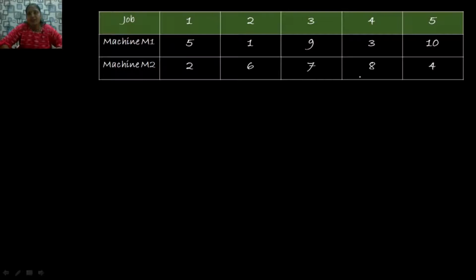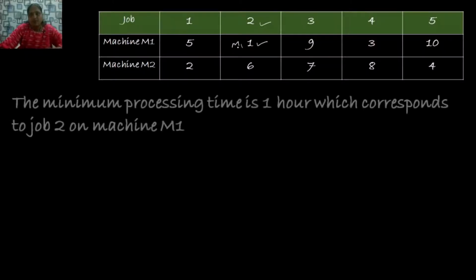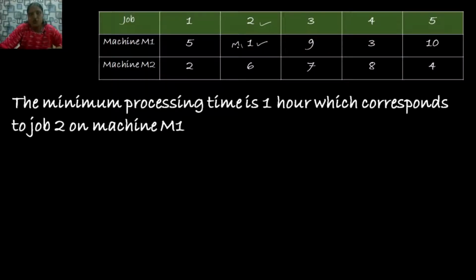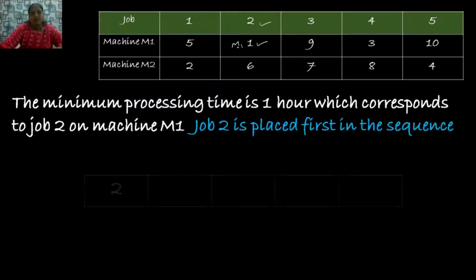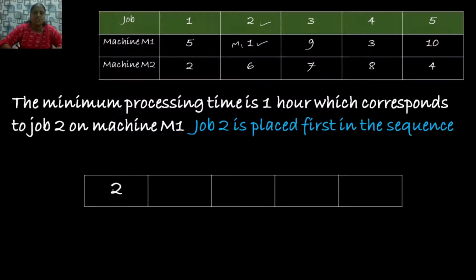First, we have to find the minimum processing time among these values. The minimum processing time is 1 hour. This corresponds to job 2 on machine M1. So we have to place this job first in the sequence. So processing time 1 hour corresponds to job 2 on machine M1, so we place job 2 first in the sequence. After this, you delete this job, which means we avoid this for our further consideration.